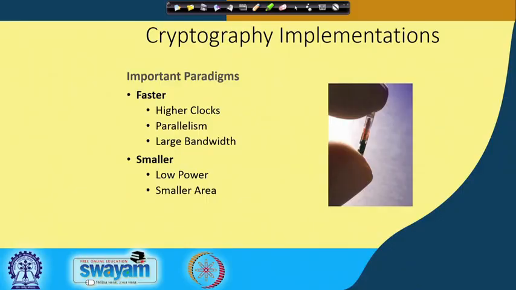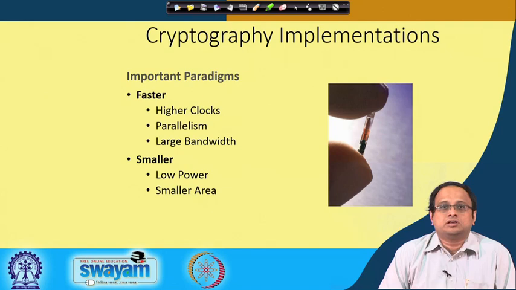So, to start with, we all know that cryptographic implementations are important, and we have different paradigms for implementation. For example, we need fast designs, in the sense we need our designs to operate at higher clocks. We want to extract parallelism. That is one of the main reasons why we are looking into hardware design, and we also want our design to support larger bandwidth.